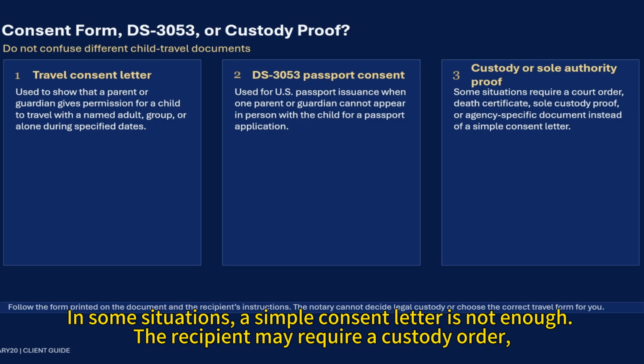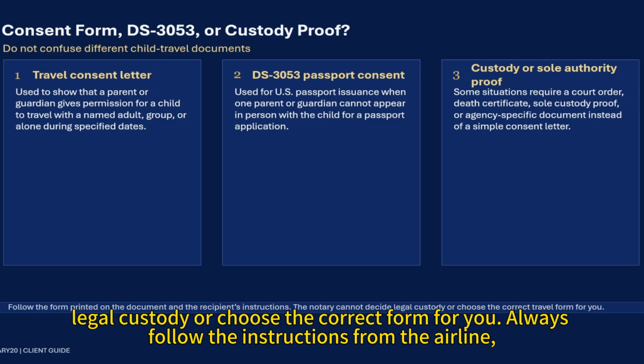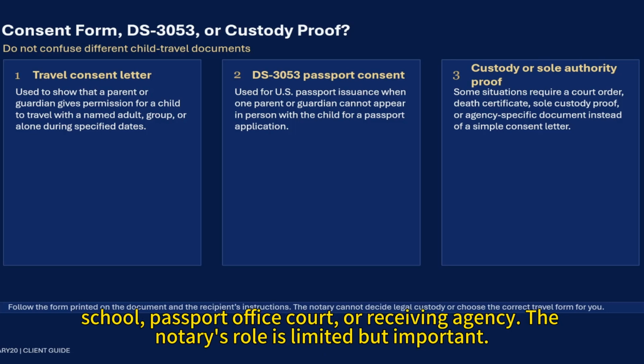In some situations, a simple consent letter is not enough. The recipient may require a custody order, sole custody proof, a death certificate, or another official document. The notary cannot decide legal custody or choose the correct form for you. Always follow the instructions from the airline, school, passport office, court, or receiving agency.